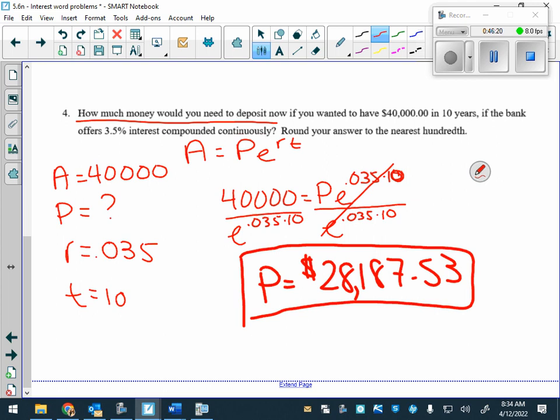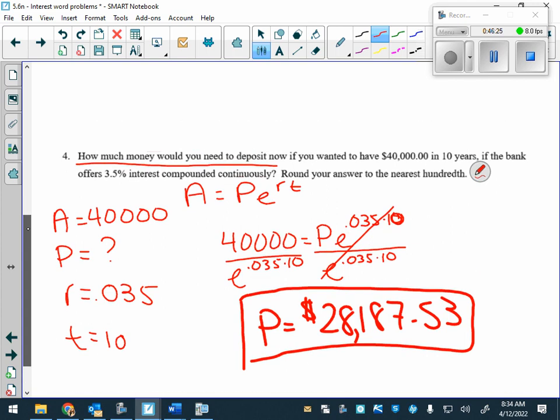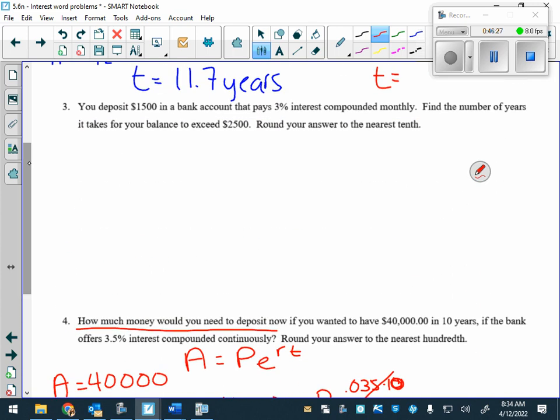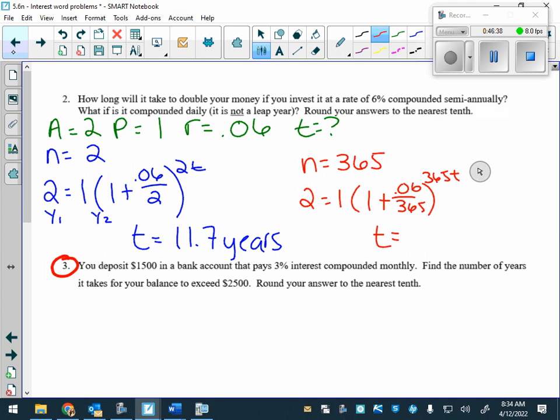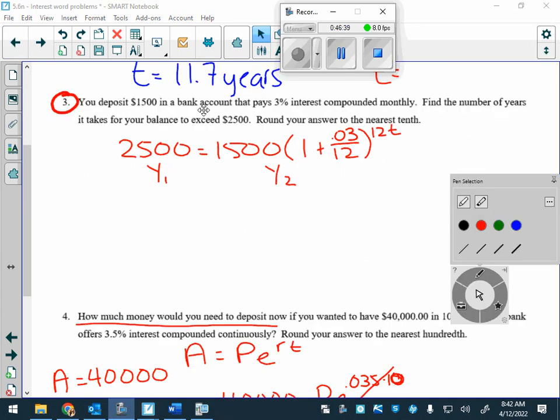Okay. All right, you guys are going to try 2 on your own. You're going to try number 3 and number 5. Okay. You deposit $1,500 in an account that pays 3% interest compounded monthly. Find the number of years it takes for your balance to exceed $2,500. So, $2,500 is your ending balance. $1,500 is your principal, what you deposit.